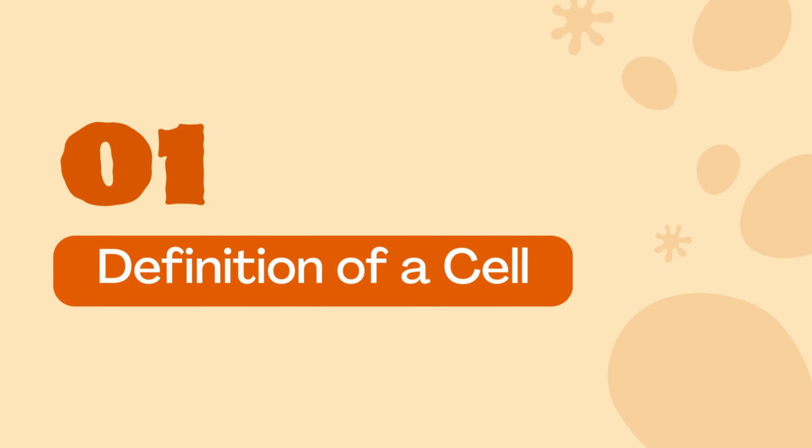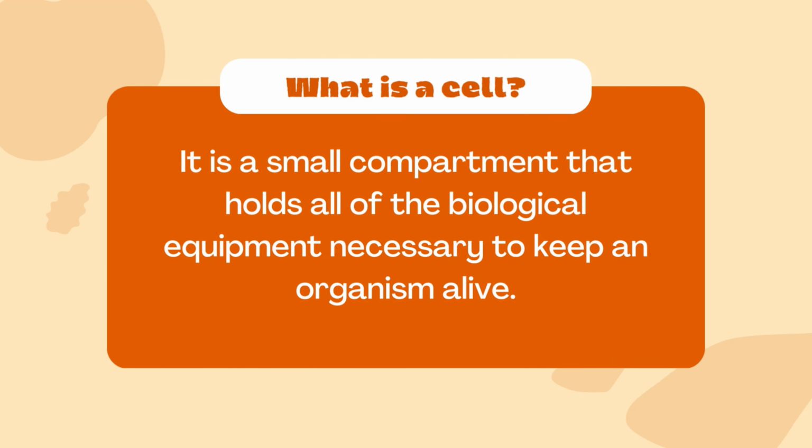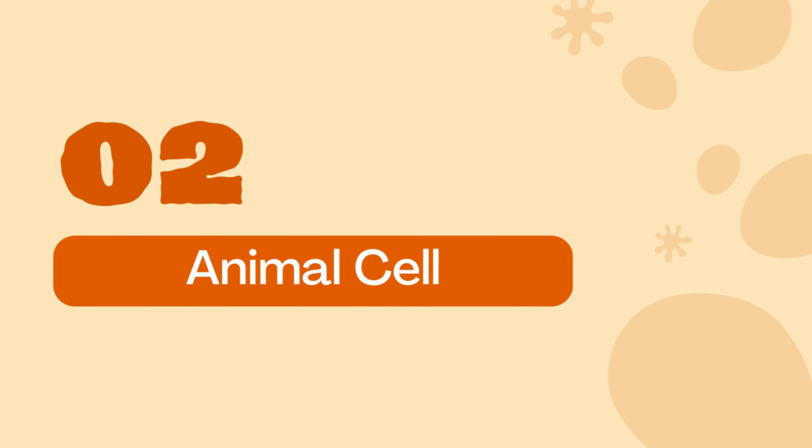First, let's talk about the definition of a cell. What is a cell? It is a small compartment that holds all of the biological equipment necessary to keep an organism alive. The first dead cells were found by Robert Hooke in the year 1665. So this is mainly about the cell. Now let's get to know about the animal cell.